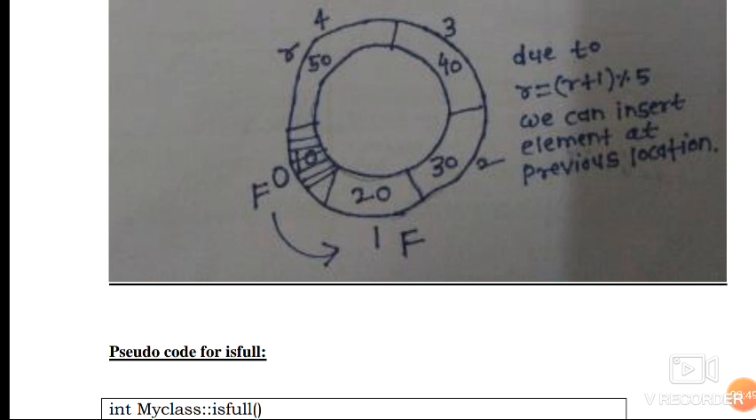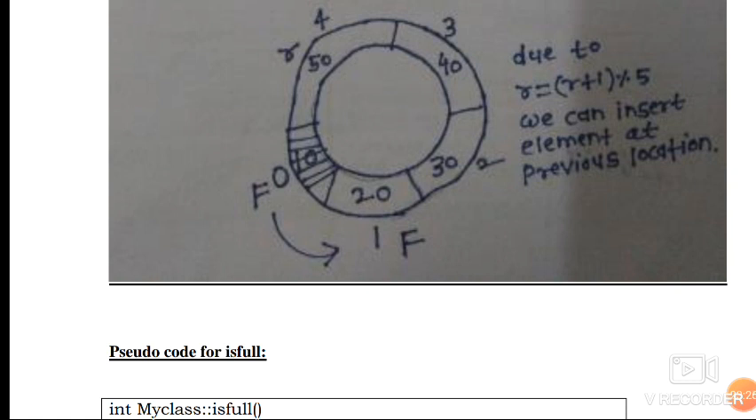Here, instead of incrementing front and rear linearly, we try to increment front and rear circularly by setting the formula as front equal to front plus 1 mod size of q, rear equal to rear plus 1 mod size of q. Here consider a q of size 5.